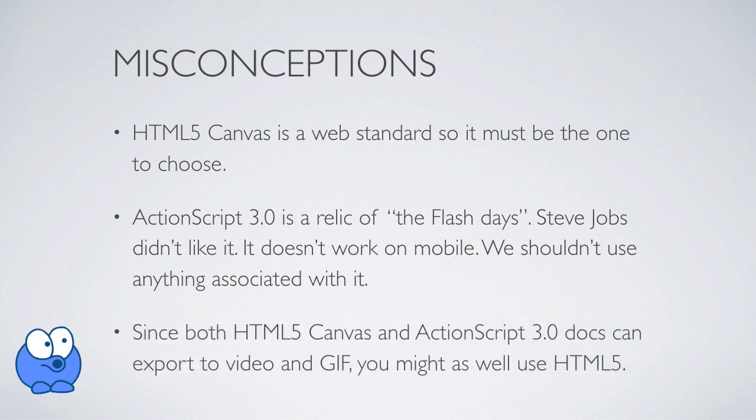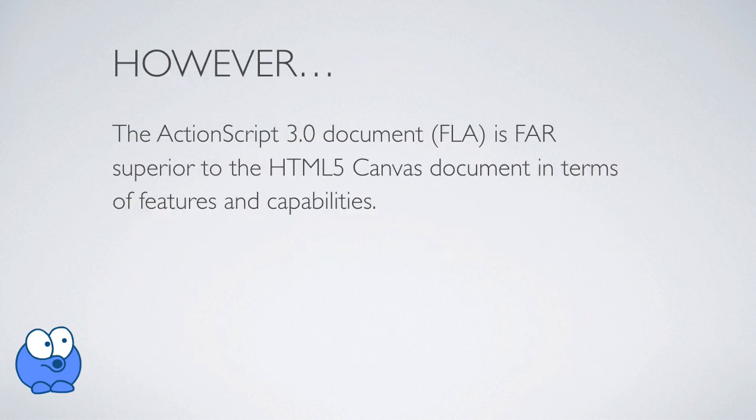And of course, since both HTML5 Canvas and ActionScript 3.0 docs can export to video and GIF, you might as well use HTML5, right? Why not? Well, I gotta say, there's some truth in these things. However, the ActionScript 3.0 document is far superior to the HTML5 Canvas document in terms of features and capabilities.